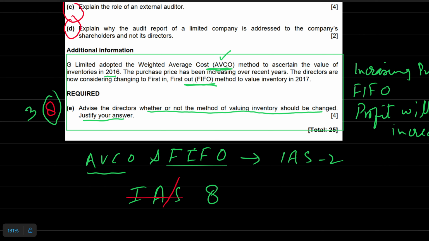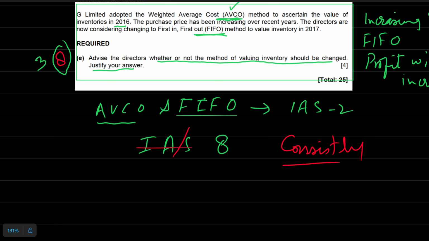IAS 8 says a business should select and apply accounting policies consistently. We cannot change because it would not be consistently applied. A business shall change an accounting policy, as we already discussed, if it is required by IAS. Is IAS requiring a change in this situation? No, therefore we cannot change it.